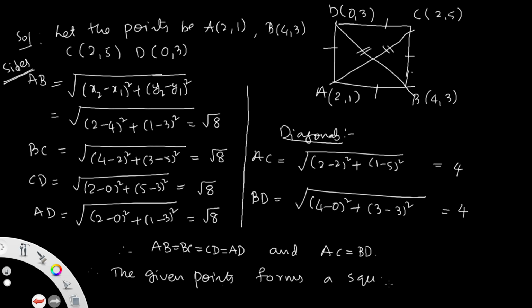These three questions are very easy and very important. In these three questions, we use the distance formula between two points, root over x2 minus x1 whole square plus y2 minus y1 whole square, to find the sides and diagonals. In a triangle the sides are not all equal, whereas in a square the diagonals are also equal and the adjacent sides should be equal. So AB equal to BC equal to CD equal to AD and AC equal to BD. Therefore the given points form a square. That's enough to prove. Next go to the next question.